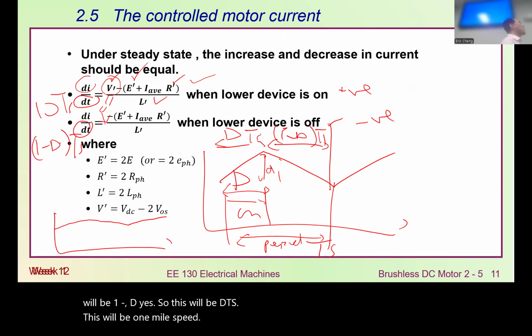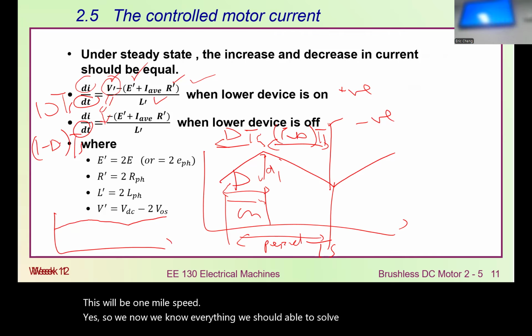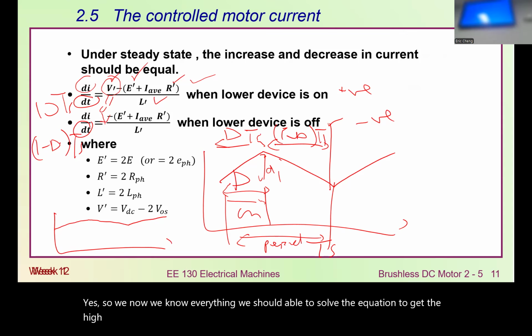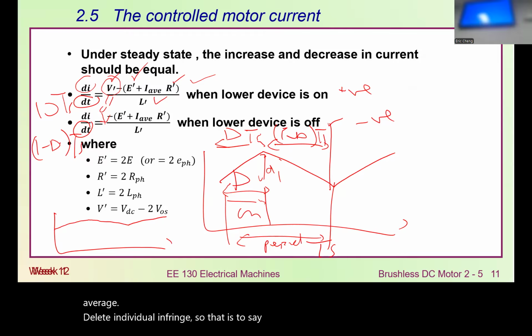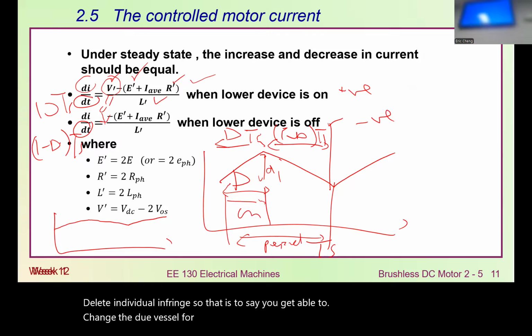So now we know everything. We should be able to solve the equation to get the I average. So that we say from these two equations, we are able to relate the I average to the duty ratio in 3. So that is to say we are able to change the duty ratio for our transistor to control the I average. So the key thing we like to do.